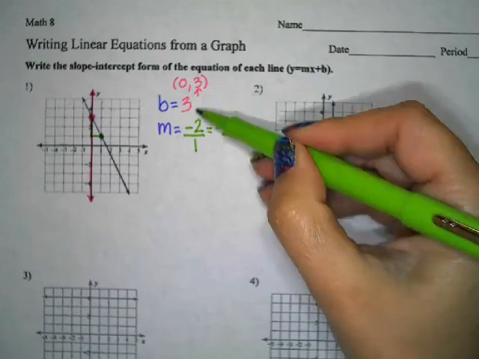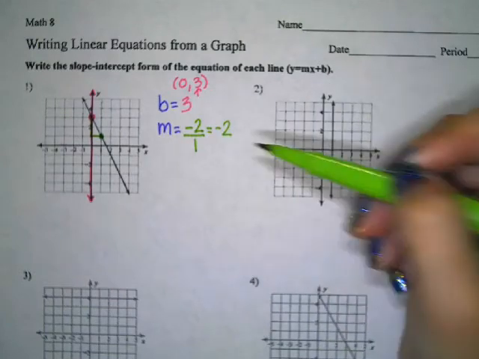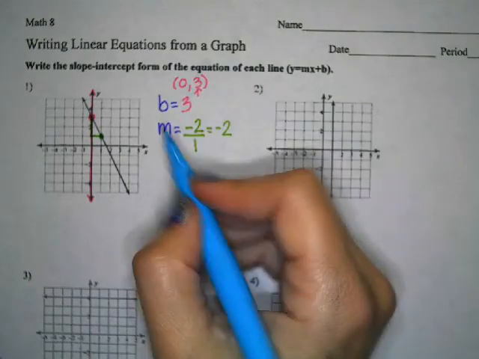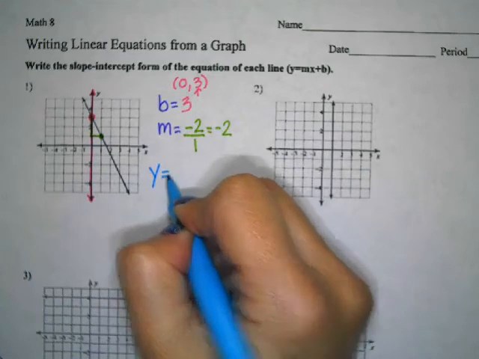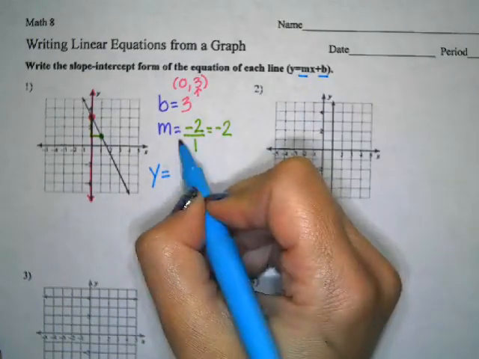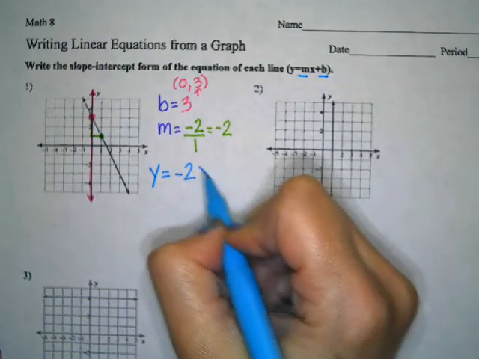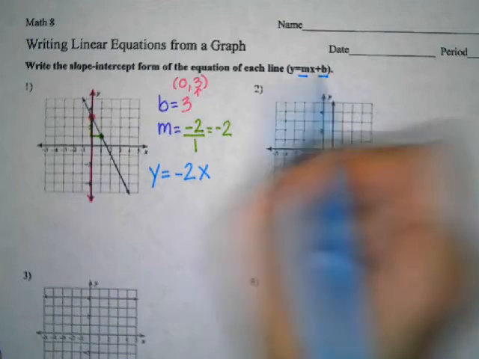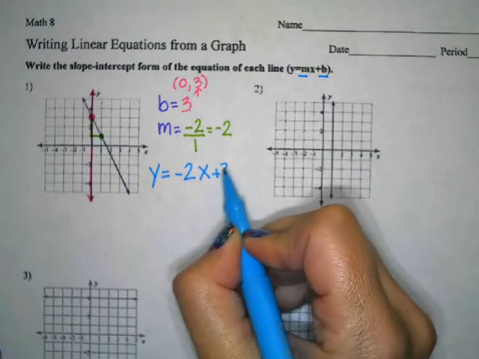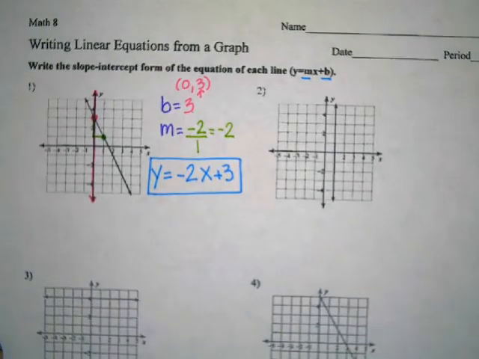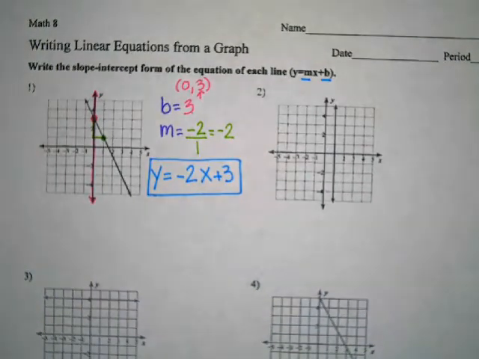So now I know my b value and I know my m value. So I'm going to go ahead and write my equation. So my equation is going to be y equals, here it is, mx plus b. So m is -2, x, I have to leave my x there, plus 3, because that's my b value. So this is my equation for number 1. So we're going to repeat the process and do number 2.